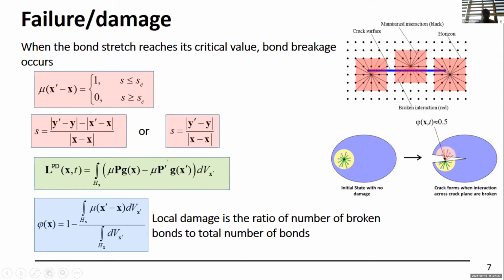That's the way you break the bond, but breaking only one bond doesn't mean that you're going to have a cracked surface. So what you do is you look at the ratio of the broken bonds to the total number of bonds that you have at a particular point, and we refer to this as the local damage. If the local damage becomes, let's say, 0.5, then we say you have introduced a cracked surface. Okay, so that's very simple.